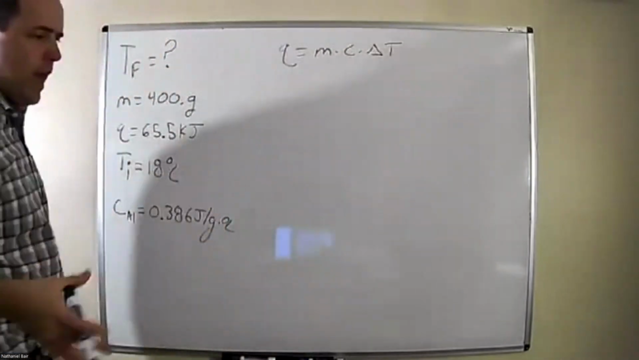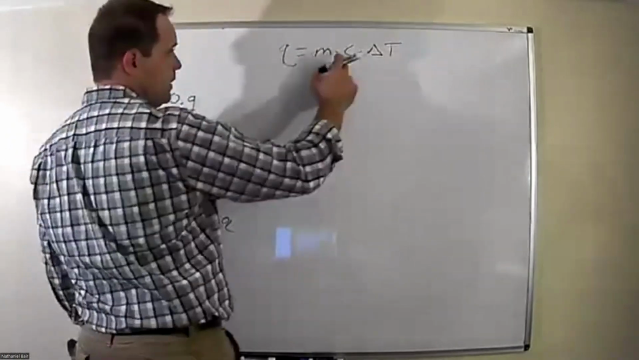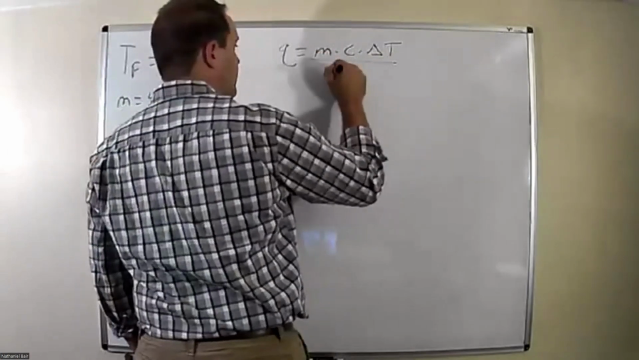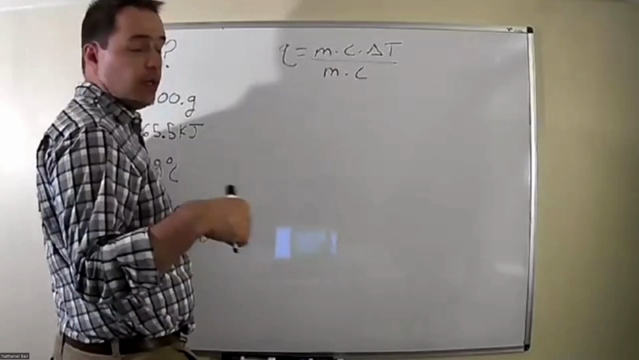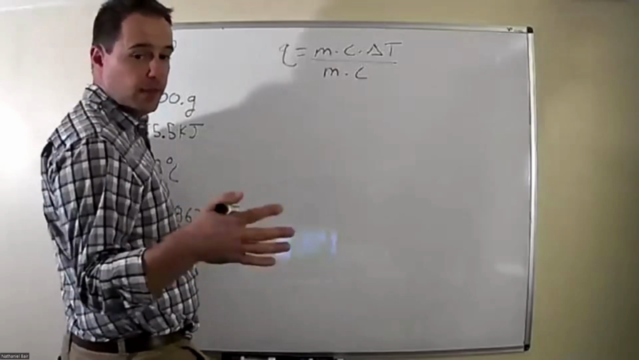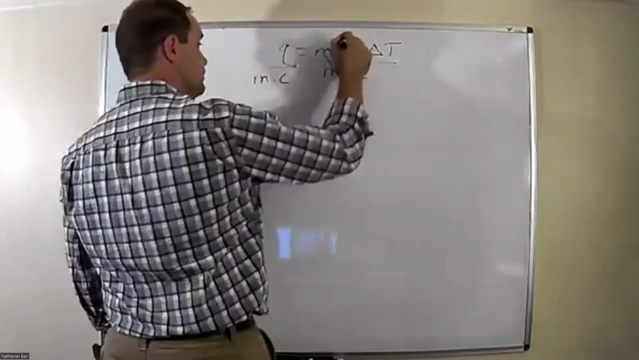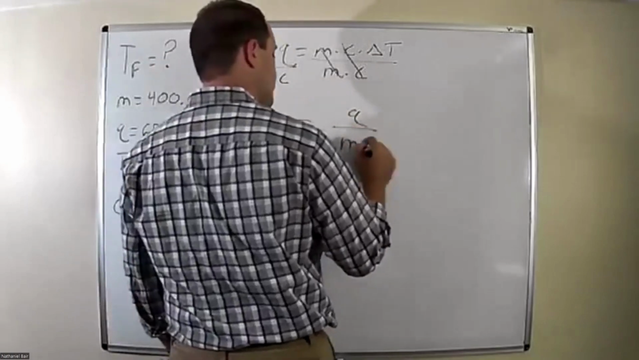And let's kind of look at what we have. We have Q, we have the mass, we have the specific heat capacity. We're looking for the change in temp. Well, we're looking for the final temp, but we're going to get the change in temp first, and then it's easy to get there from there. So if we divide both sides by m times c, the change in temp is equal to Q over m times c.